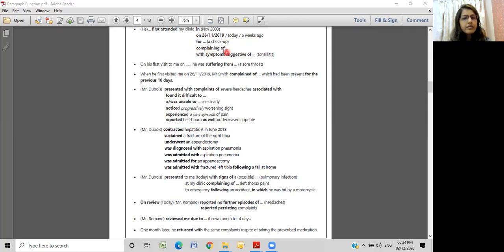If you are using complaining, you will need the preposition of. If you are using symptom suggestive, you will need of. So I have highlighted those collocations. Suffering from. Okay. Similarly, difficult to, unable to. But if you're using noticed, experienced, or reported, no preposition. Similarly, instead of saying she had a fracture, you would say sustained a fracture, contracted infection, underwent operation, diagnosed with, admitted for if you're writing the procedures for which they were admitted. But if you're writing diagnosis, then admitted with.